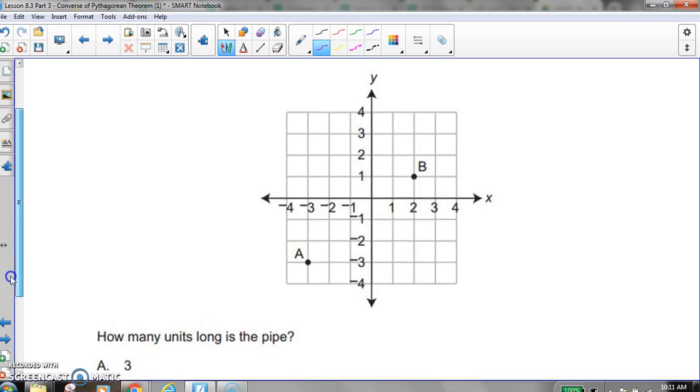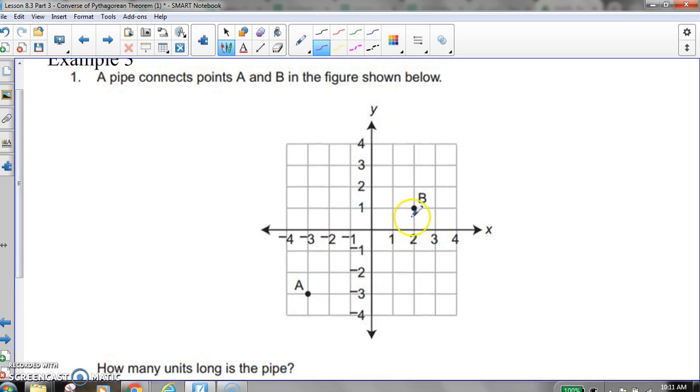How many units long is the pipe? All right, so if I connect this, I'm going to try and do this as neatly as I possibly can. I'm going to draw this vertical line to get level with point A. And again, you can make your right triangle a bunch of different ways, but you want to make sure that you're using a vertical line and a horizontal line. You could have connected it the other way too, and it still will work. Okay, but here's my right triangle.